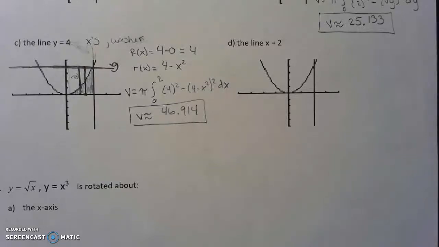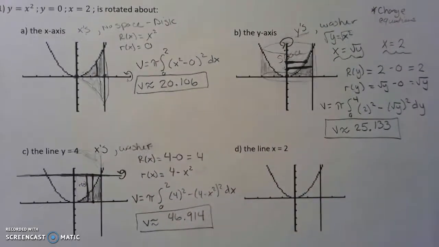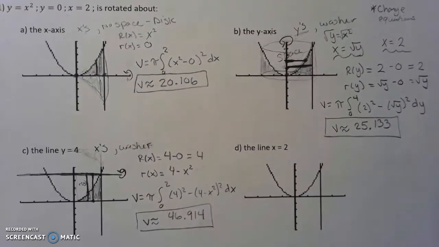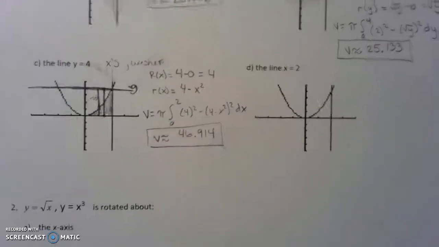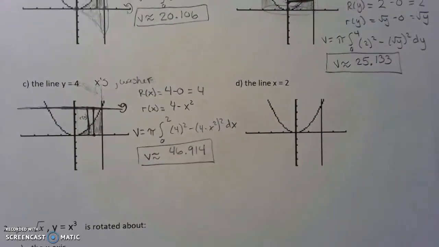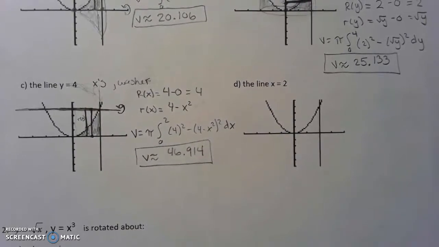Alright, here we go, picking up with part D on our test review for number 1. If you remember, these are the ones that we've done already. We're going to look at the fourth type here. We're going to revolve around the line x equals 2.